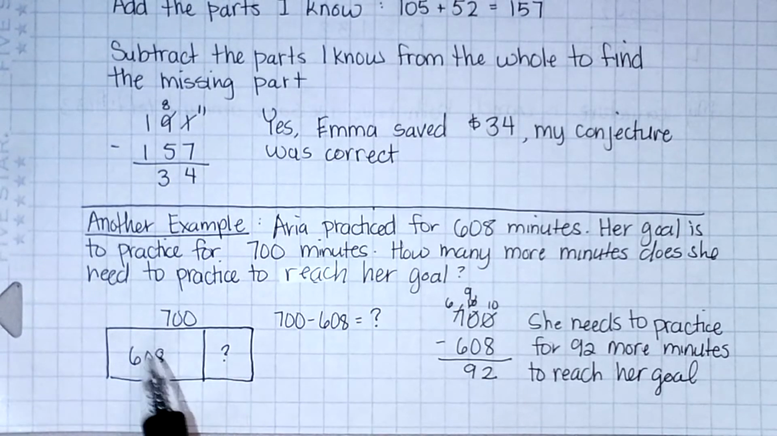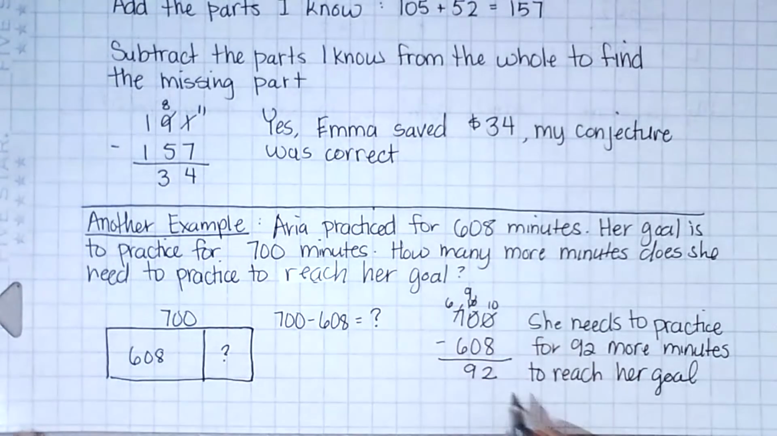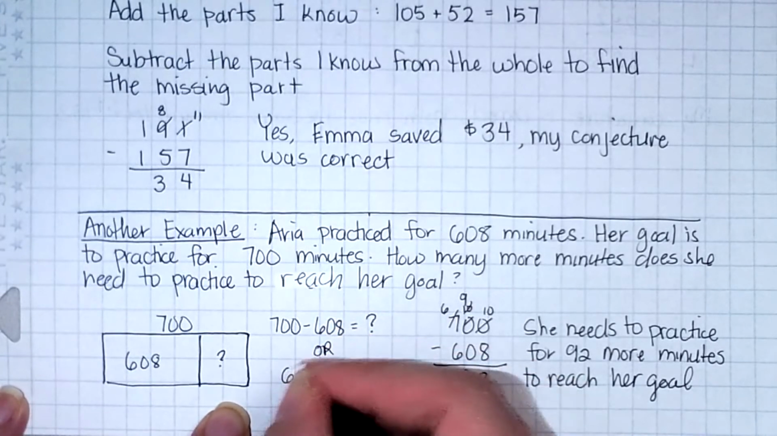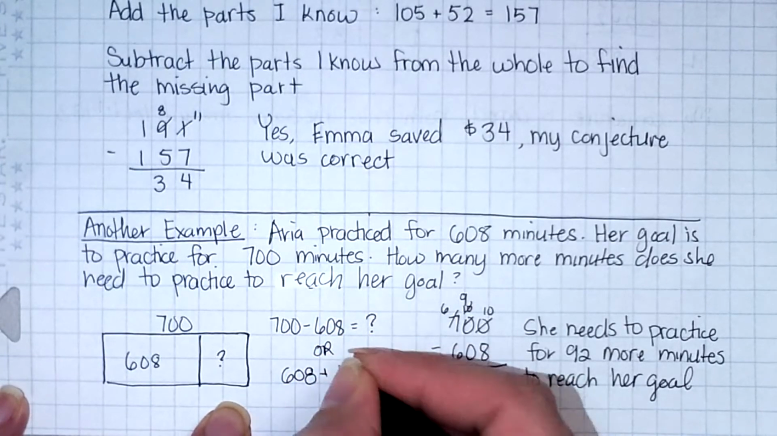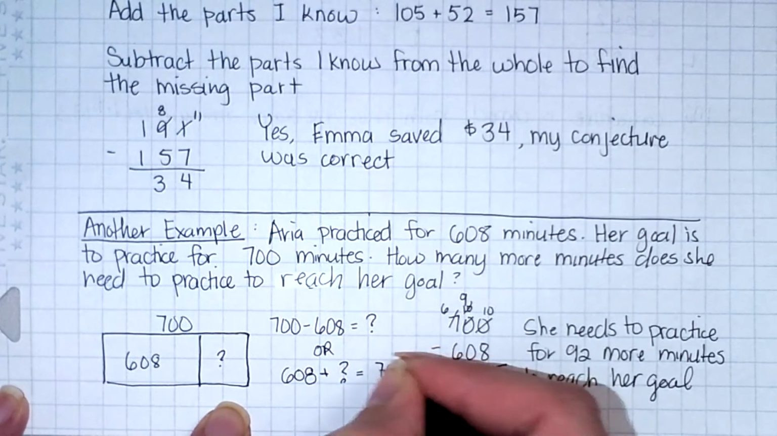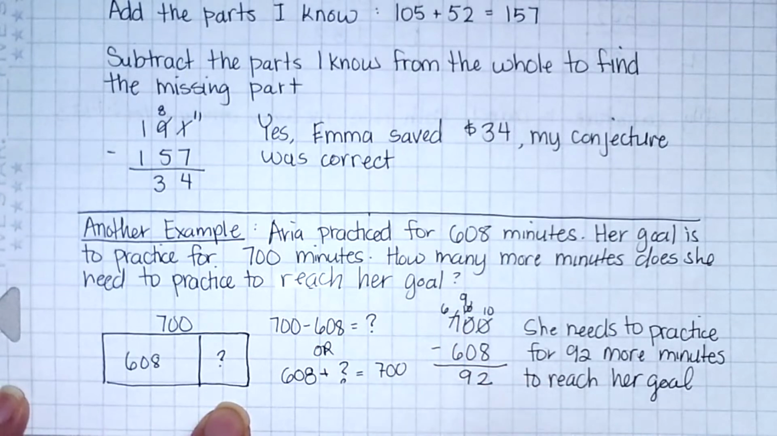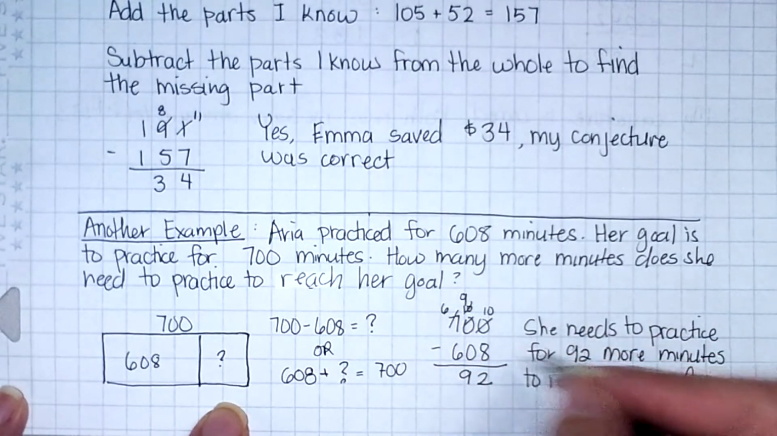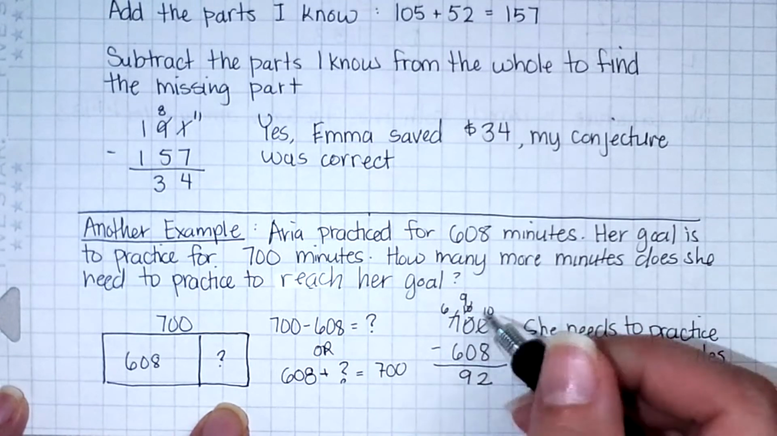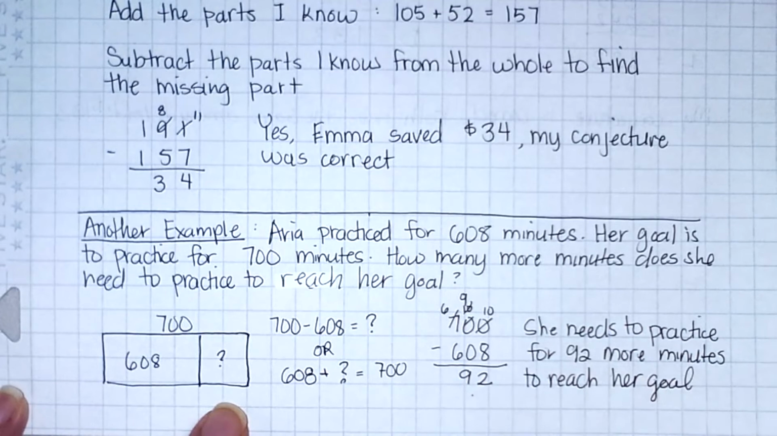Now I can work this like a subtraction or like an addition. So I can do 700 minus the 608 equals my mystery number, or I can do 608 plus my mystery number is equal to 700. Remember, inverse operations, you can go either way. So if I'm going to subtract 700 minus 608, when I do that subtraction with my regrouping, I end up with 92. So here I know she needs to practice for 92 more minutes to reach her goal.